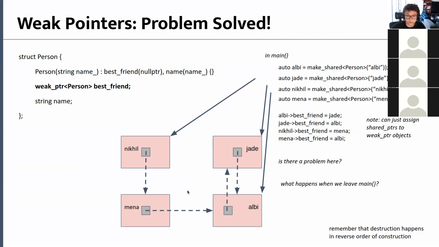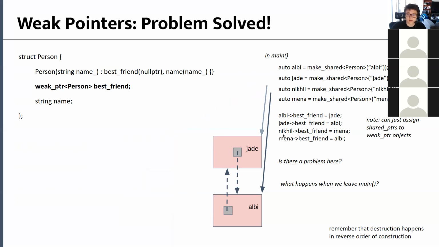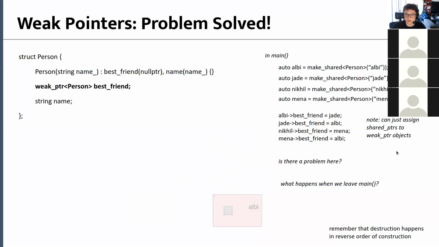Anyways, continuing, Mina pointer goes out of scope. So no more shared pointers referring to Mina. So Mina, the person object, will go out of scope. And thus, Nikhil's weak pointer will be able to detect that there is nothing there anymore. And we'll see later how that's relevant. Then Nikhil's shared pointer goes out of scope. So the Nikhil person object is cleaned up. Then, Jade goes out of scope. We can see that even though there's a weak pointer referring to her, that does not affect that the person object is cleaned up. And then similarly, Albie goes when there's nothing referring to him.